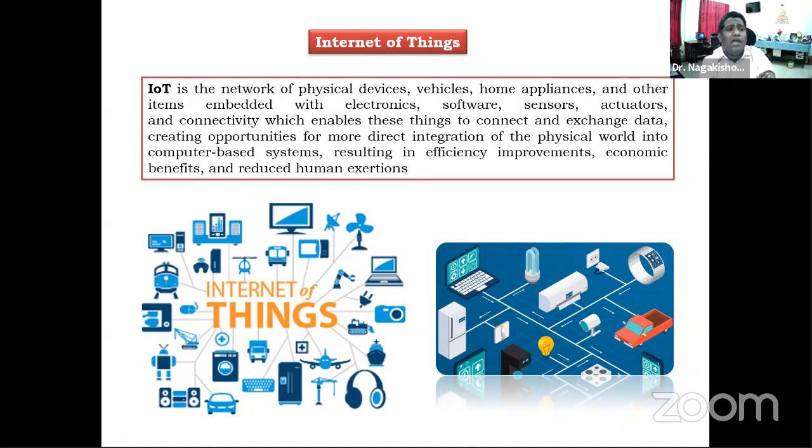By definition, IoT is the network of physical devices, vehicles, home applications, and other items embedded with electronics, software, sensors, actuators, and connectivity, which enable those things to connect and exchange data, creating opportunity for more direct integration of the physical world into computer-based systems, resulting in efficiency improvements, economic benefits, and reduced human exertion. Actually, this is a part of the definition, but we can see it with an example.